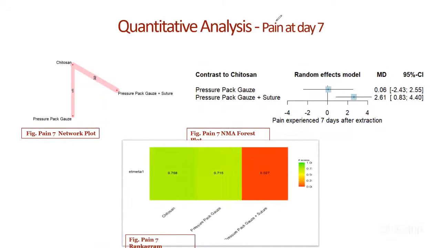Then we assess the pain at day 7. We also have three comparisons here. We have pressure pack gauze with suture, pressure pack gauze alone. The pain was higher in patients who received the pressure pack gauze and suture compared to the chitosan. So chitosan was ranked the first, followed by pressure pack gauze. Basically, it could be inferred that patients who received pressure pack gauze and suture most likely might have received a surgical extraction rather than a simple extraction. That's why they might have prolonged pain.